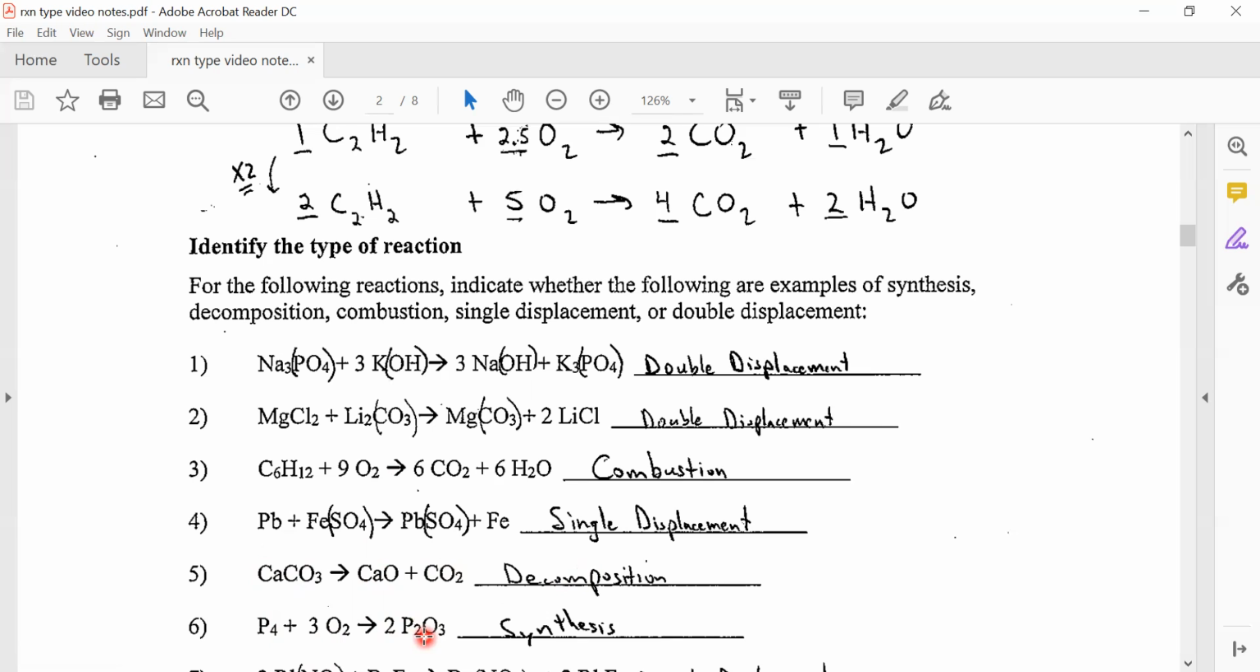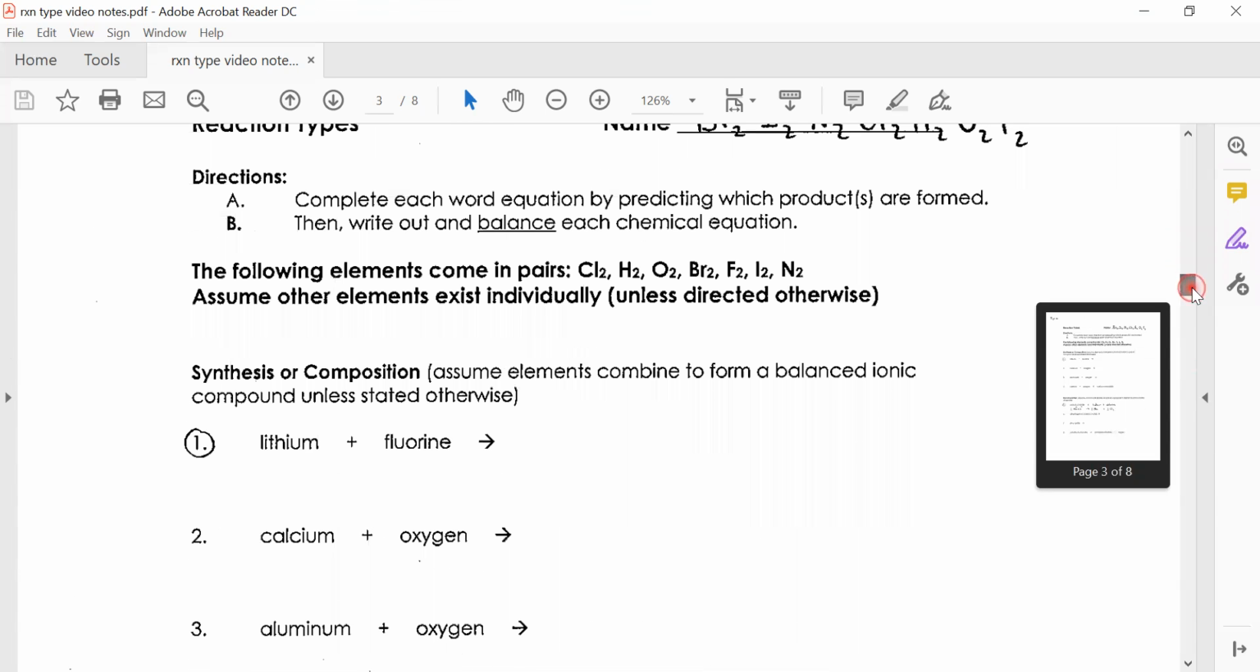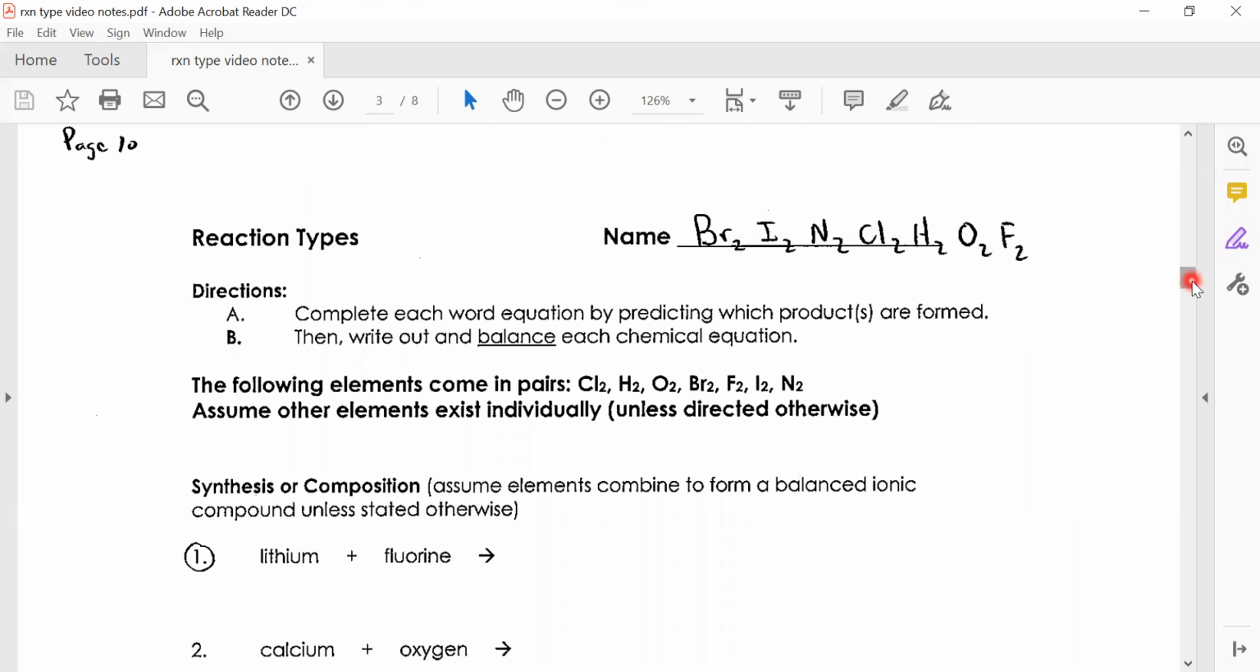All right, try the rest of these, identifying the reactions, on page number 9 of your homework packet, and test the key. And then you get to do some practice, and we'll probably do another video showing some examples and balancing the different types of reactions right there. Thank you.